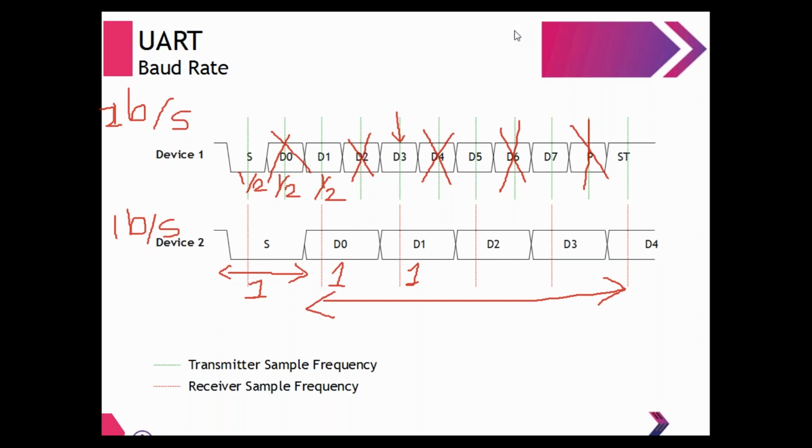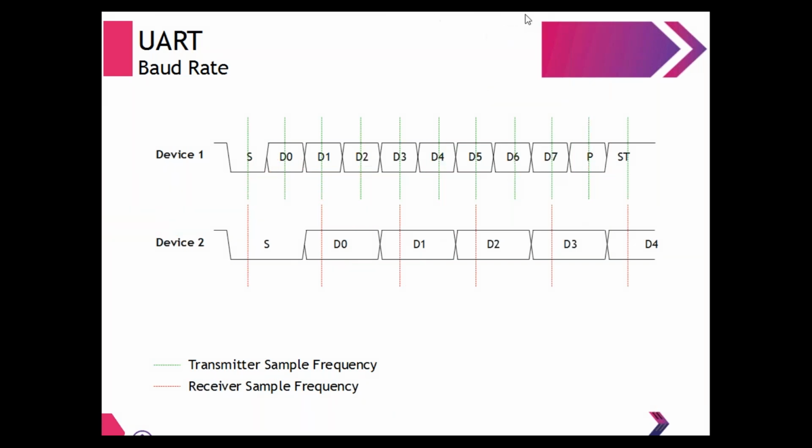Whatever data is received by device 2, is it correct data? That's what device 1 wanted to transmit. No, it is corrupted data. Understanding, it's corrupted data. So I hope you got my point. I hope you understood point number 4.